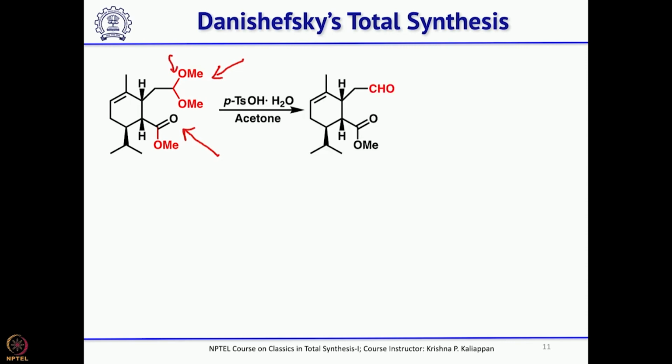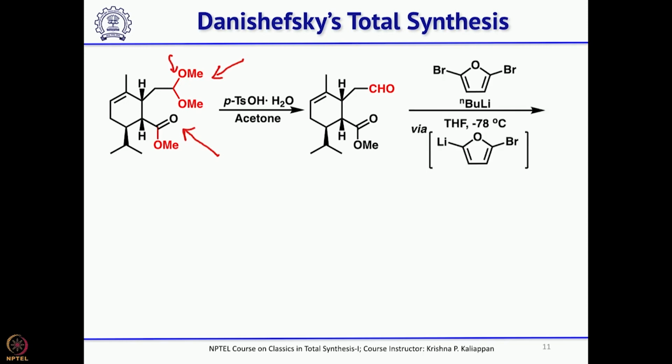Okay. So, first you remove this acetal with para-toluene sulfonic acid and water, and you get the aldehyde. Now, once you have the aldehyde, take this 2,5-dibromofuran, and treat it with butyl lithium. So, one of the bromines will be exchanged with lithium to get the corresponding lithio species. This bromofuryl lithium will add to this aldehyde.